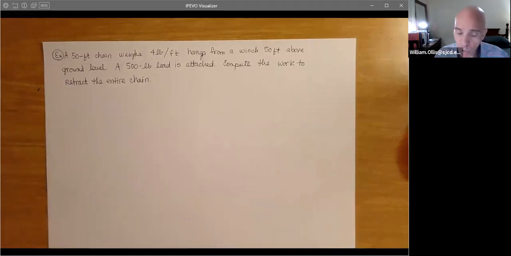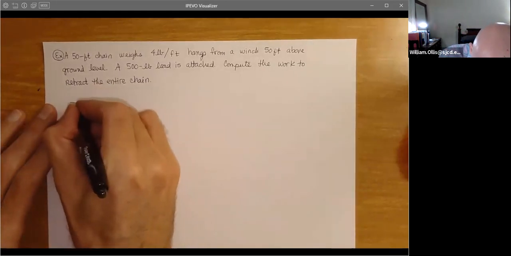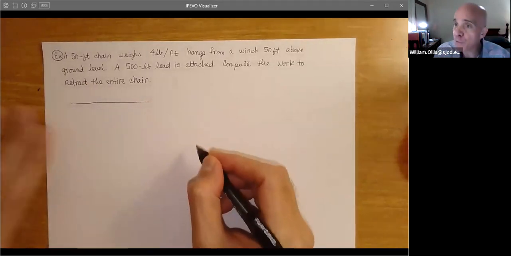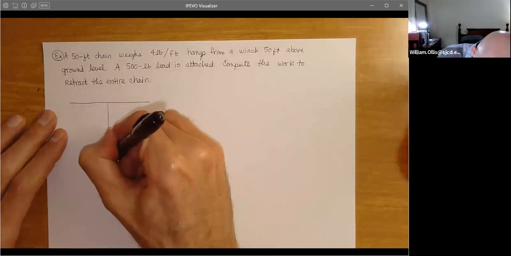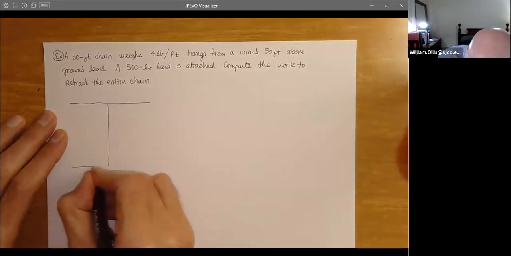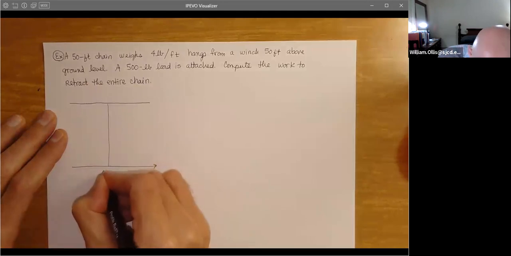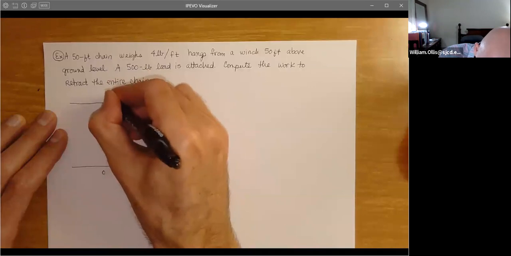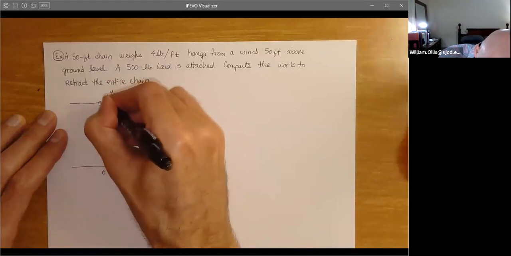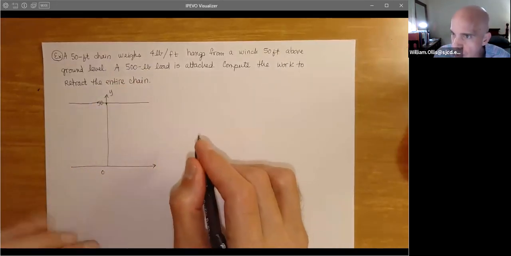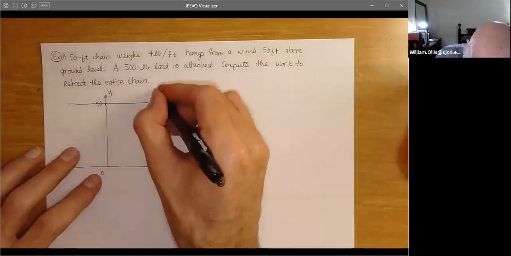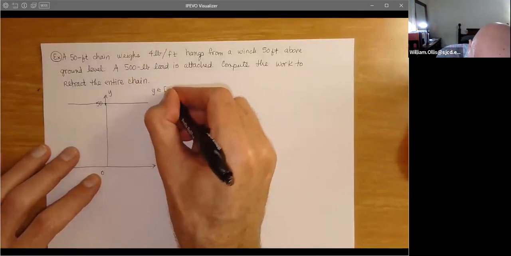Now, when we think about this particular problem, we've kind of got two ideas going on. Let's think about the fact that we have this winch that's 50 feet above the ground. So you're thinking, okay, well, we'll just keep it simple. We can think of this as 0 and this is 50 if we put our axis right here. So we're thinking, okay, here's the chain. Now I'm not going to be Rembrandt with this. I don't think I do too well with the chains. So we're going to say that y lives between 0 and 50.